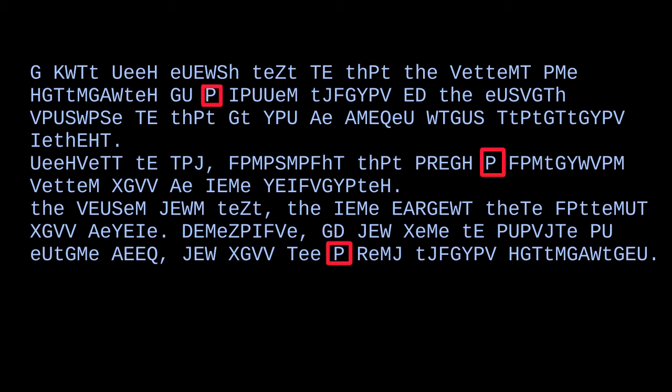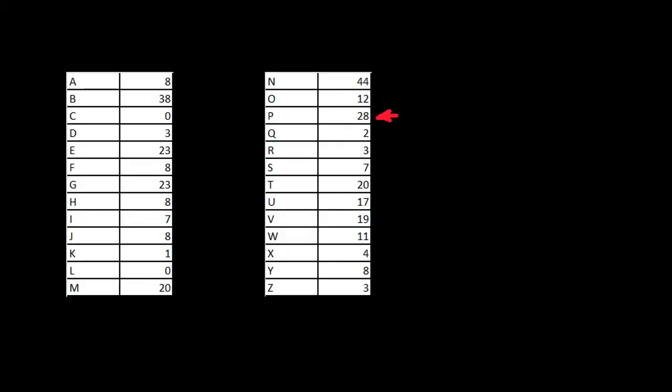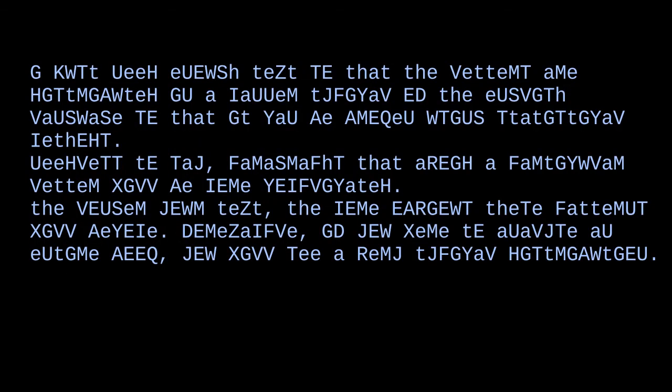There are only two letters that do that mostly, A and I. And P also has a frequency of 28, which is quite high. So P equals A looks like a good assumption. Doing that replacement gives us this. Once that is done, the only other standalone letter that appears frequently in English is I.